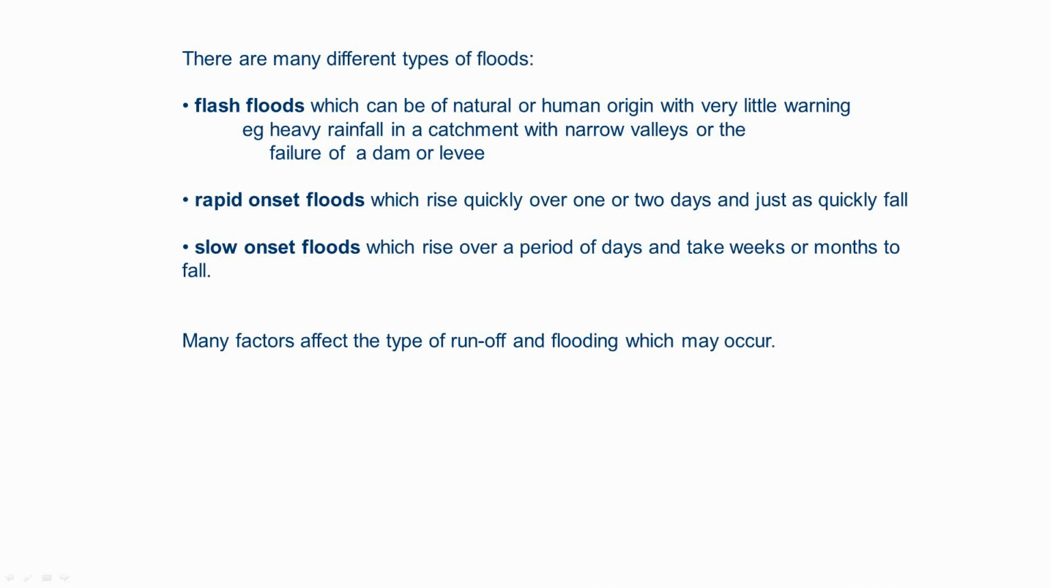Then we've got the other two sorts of floods, the rapid onset flood. It'll rise quickly over a couple of days and fall away just as quickly. Right? Many areas experience this type of flooding. Where we've got low, flat areas, like we've got in the western side of the Great Dividing Range in Australia, we get what are known as slow onset floods. We also get them in the Indus River too.